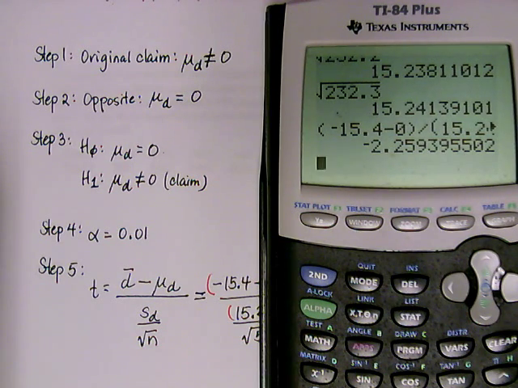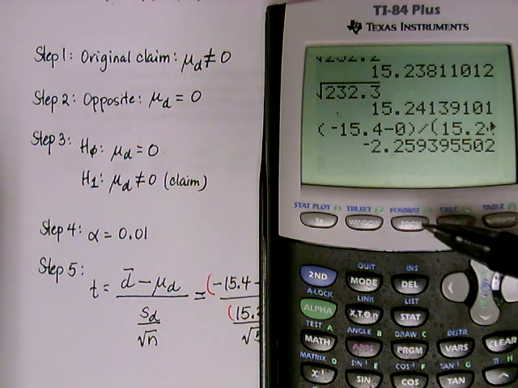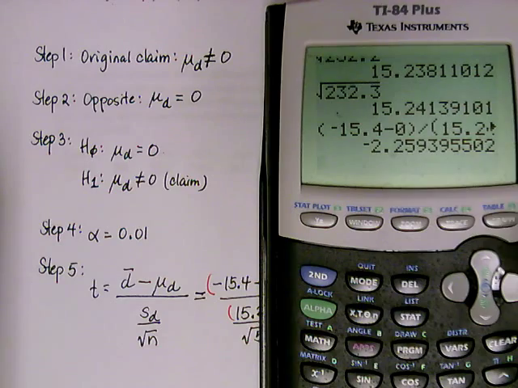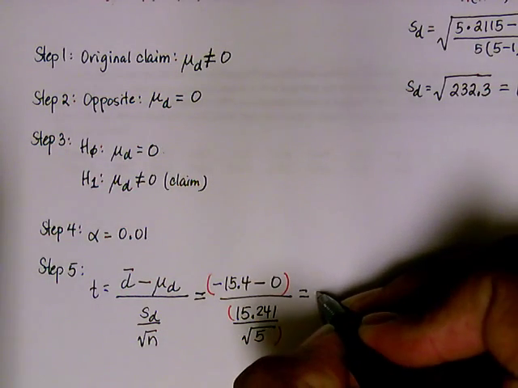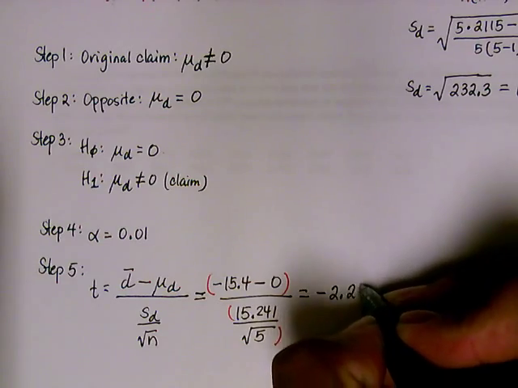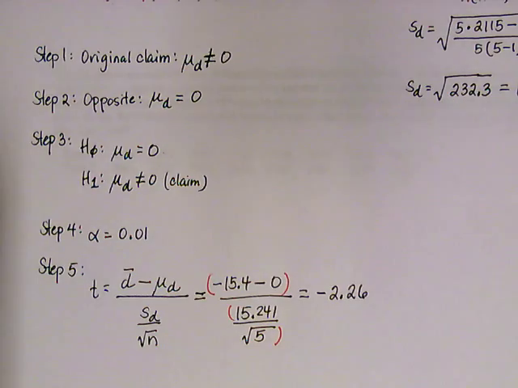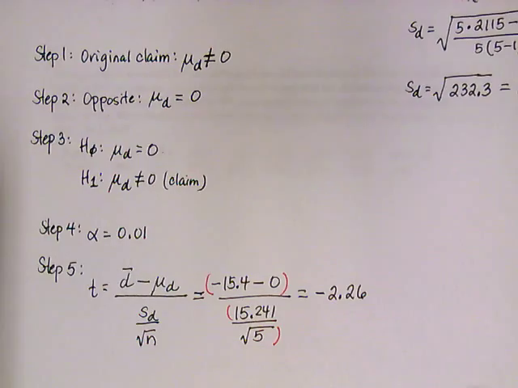And that will be my test statistic here. And I'm going to round this test statistic to 2 decimal places. So this will be negative 2.26. Now on your homework, make sure that you do round off to whatever decimal place that they ask for. Okay? So my test statistic here is negative 2.26.